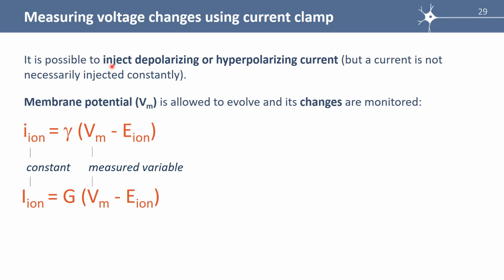What we can do sometimes is to inject a depolarizing or a hyperpolarizing current to change the potential of the membrane. But it does not mean that we clamp the current that is going through the membrane. Be careful. So what happens here is that we leave the potential free to evolve as it wants due to the change of currents through the membrane. So one channel or NPO open channels.